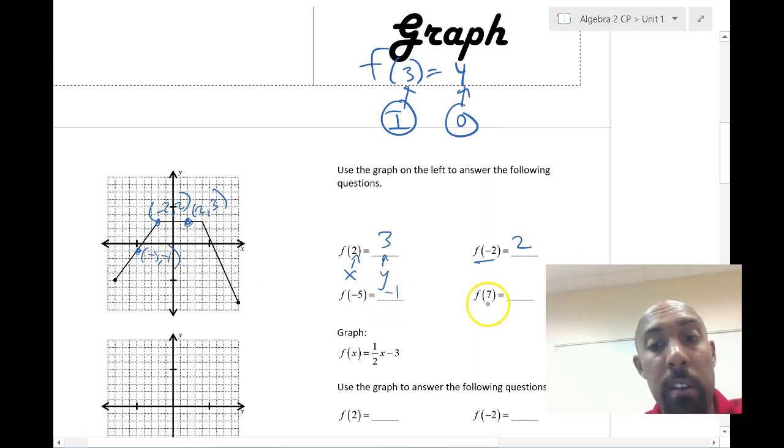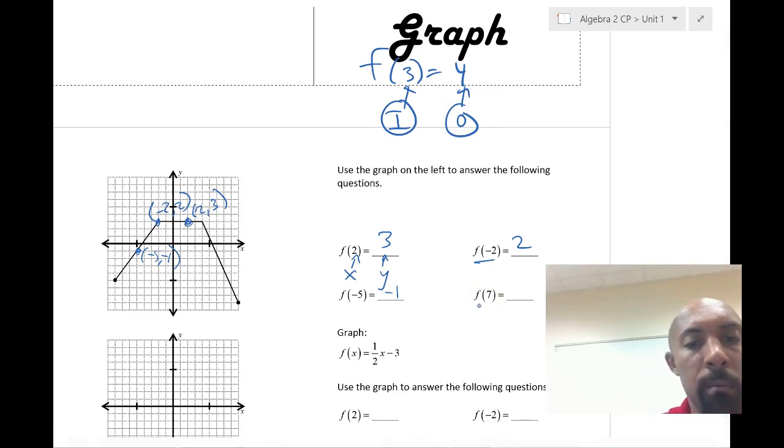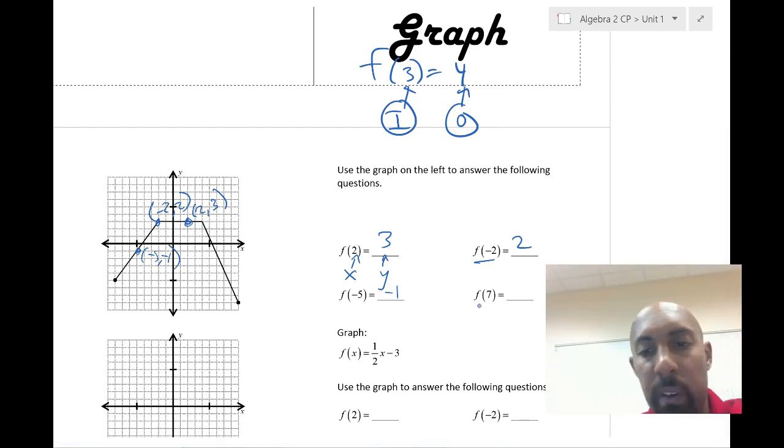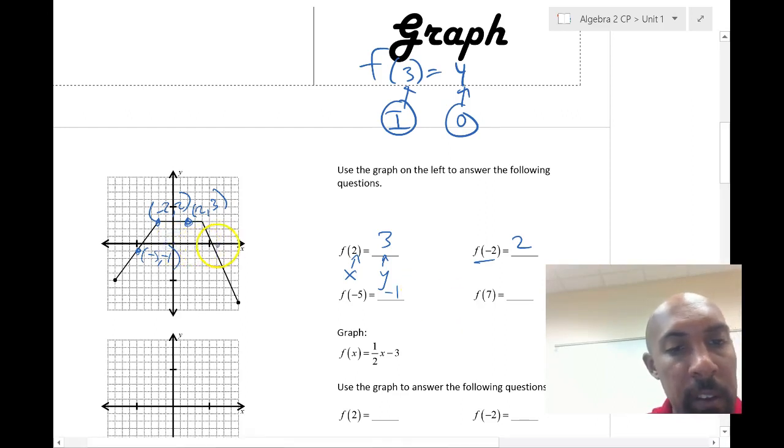Now you try to find the output of 7 by yourself. Pause the video for a second, you look for it. Alright, you should have found it by now. You go over to 7, and the graph isn't above the line here, it's below the line down here, and it's at 7 and negative 3 for the output.